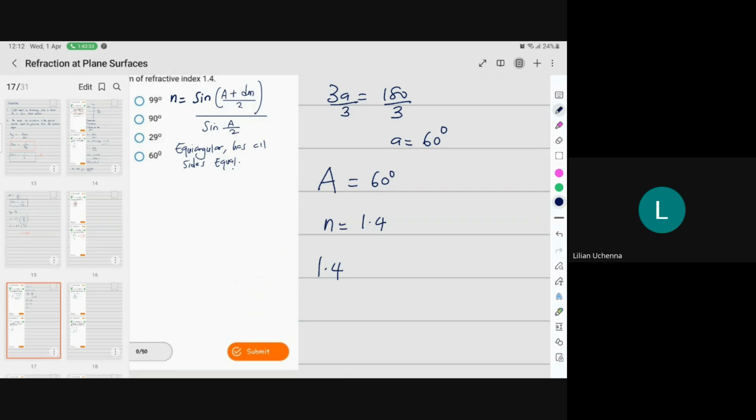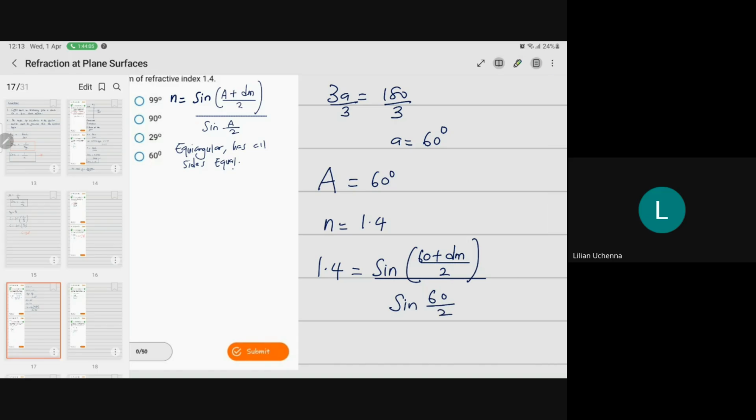Are we following, guys? So I have 1.4 is equal to what? Sine, open bracket, A is what? A is 60. So this will be 60 plus the formula. I'm looking for the deviation divided by 2, right? Close brackets, if that's the case. Then all over, I have sine 60 over 2.